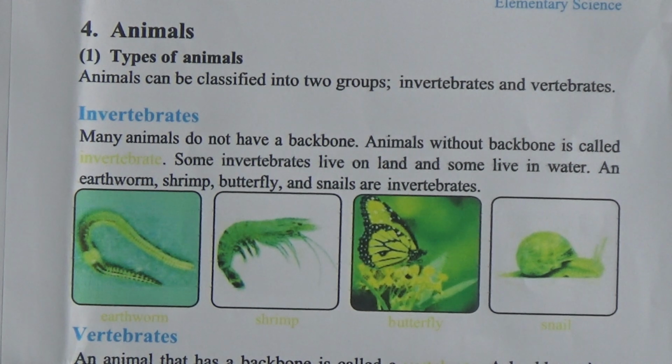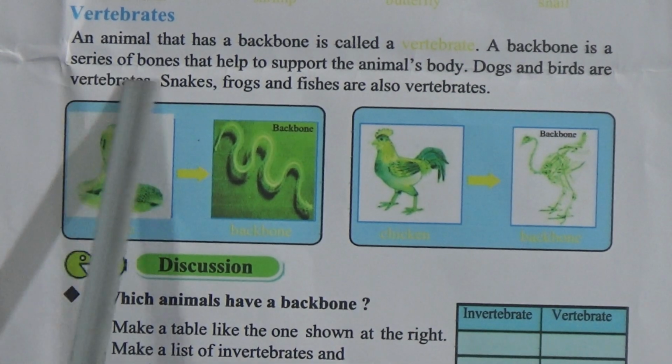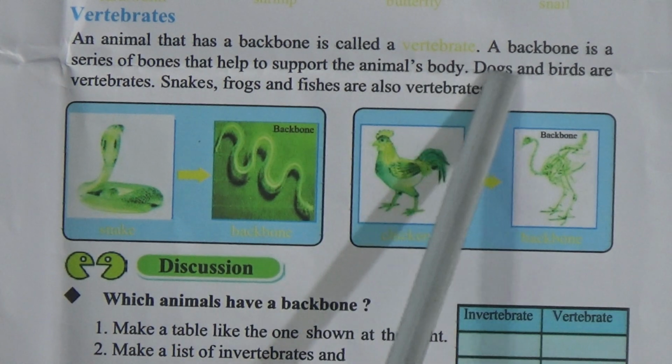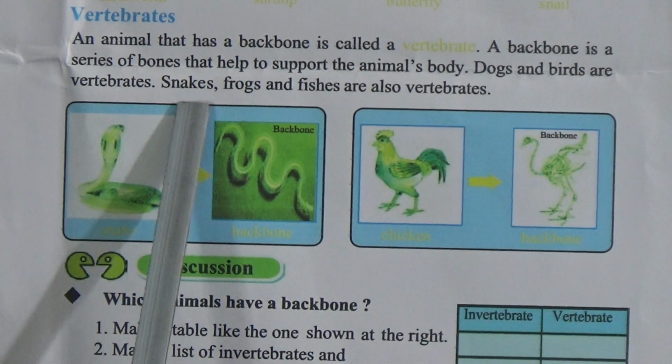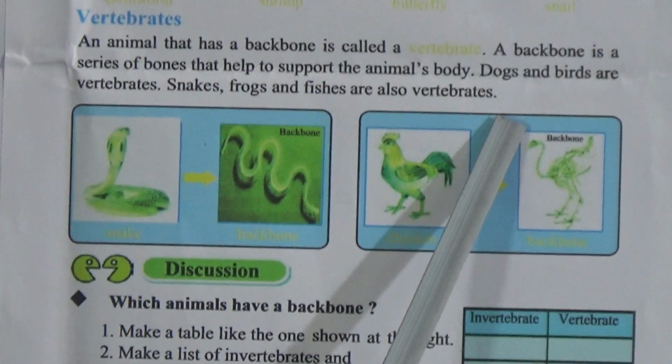Now come to vertebrates. An animal that has a backbone is called a vertebrate. A backbone is a series of bones that helps to support the animal's body. Dogs and birds are vertebrates. Snakes, frogs and fishes are also vertebrates.